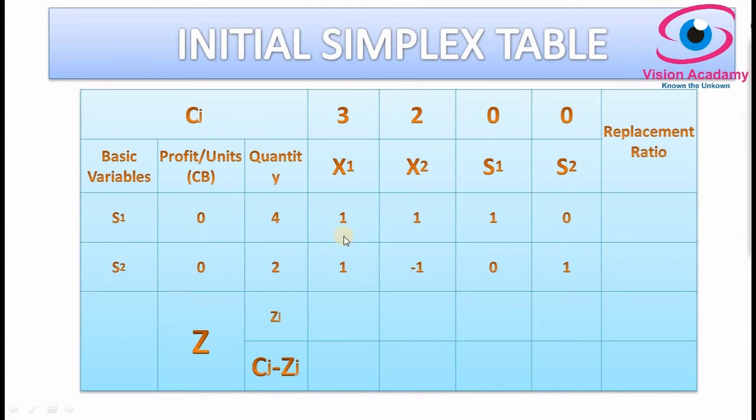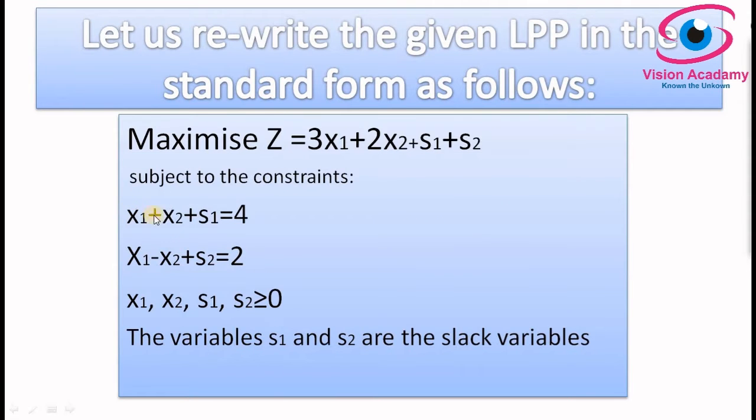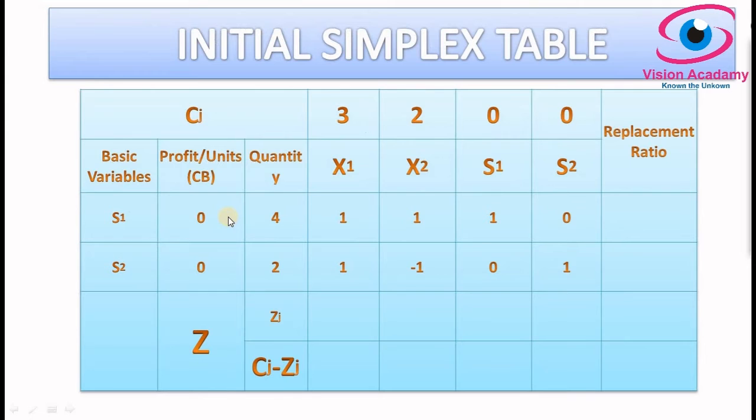And here are the constraint values. So it is x1 plus x2 plus s1. So x1 has value 1, x2 has value 1, s1 has value 1. In the first constraint there is no s2, so there is no value. Here x1 value in the first constraint is 1, x2 value in the first constraint is 1, s1 value in the first constraint is 1, and for s2 in the first constraint, there is no s2, so I have given 0.